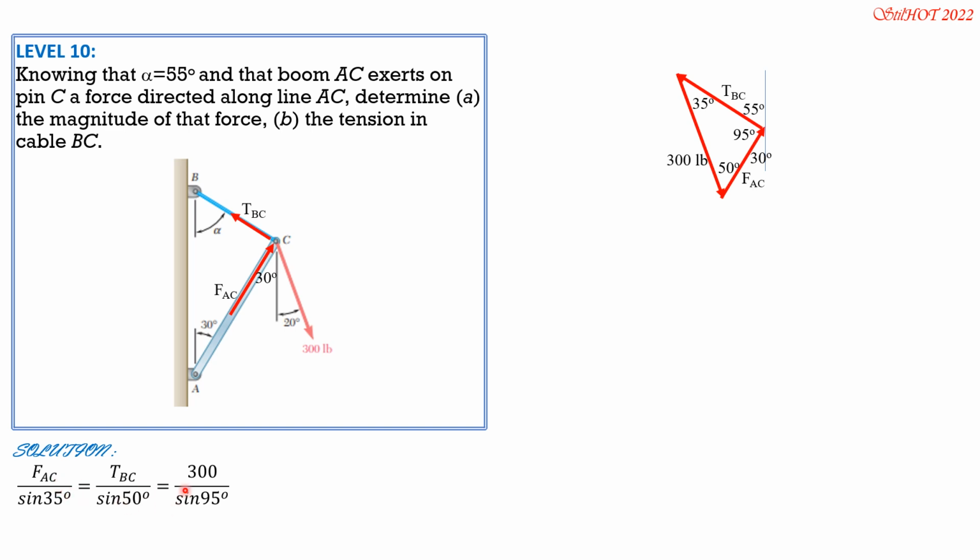So F sub AC is 300 sine 35 over sine 95, which is 172.7 pounds. Tension BC is 300 sine 50 over sine 95, and that is equal to 230.7 pounds.